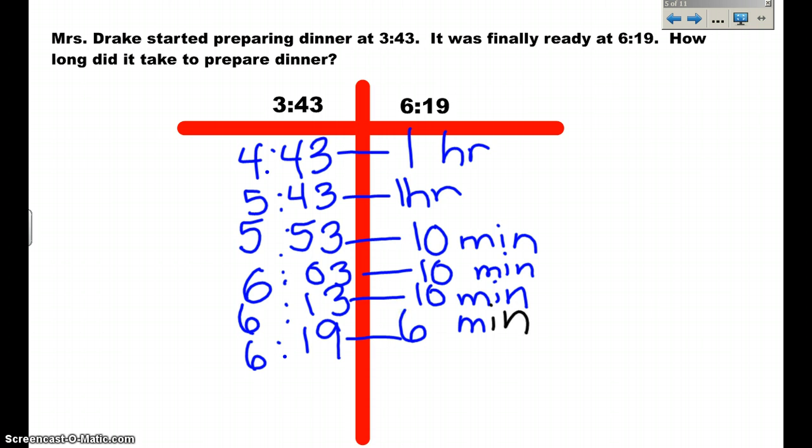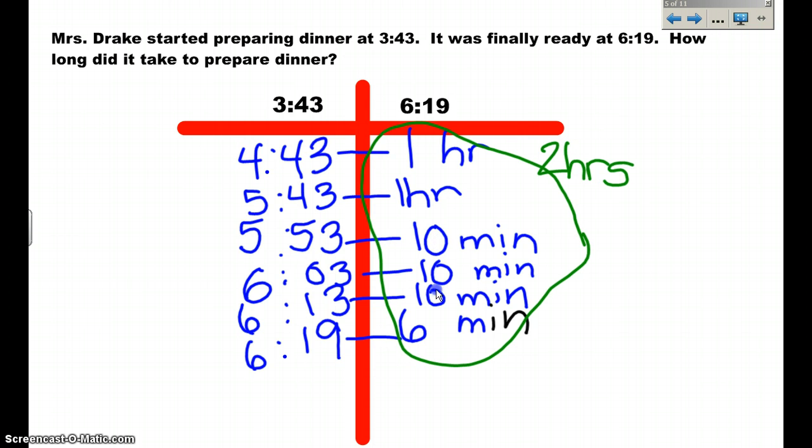Okay, so now what do I need to do? I need to take all of my banked time and add it up and get a total. So let's count our hours. 1 hour, 2 hours. 2 hours, I'm going to go ahead and write that down so I don't have to keep that in my brain. 2 hours and 10, 20, 36 minutes. So 2 hours and 36 minutes is how long it took Miss Drake to prepare dinner. Hopefully you got the right answer that time.